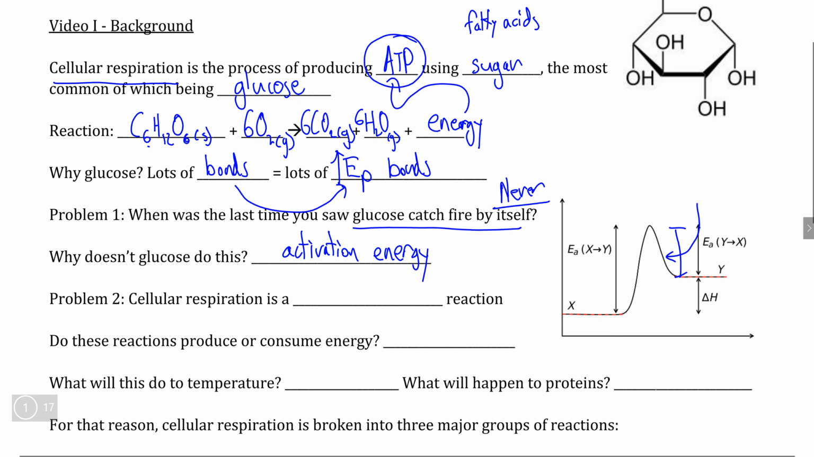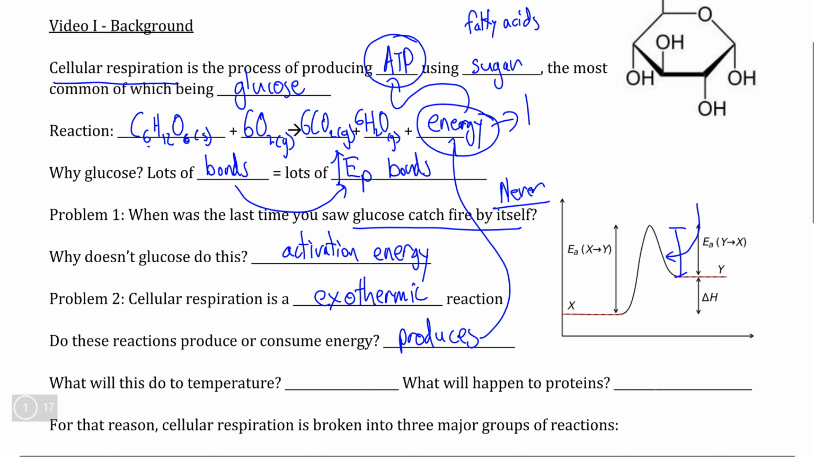Now, the other reason why glucose doesn't do this in the body is because cellular respiration is an exothermic reaction, meaning that it produces a large amount of energy, and that's exactly the point. We want this energy to be captured in the form of ATP, but if glucose were simply to catch fire and burn by itself, all of this energy would be wasted and would be released into the surroundings as heat, which is not very useful for the purpose of our body.